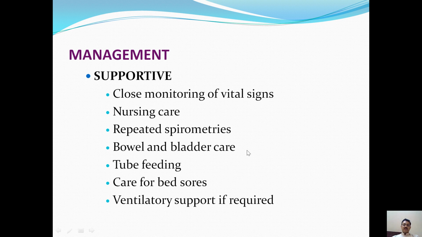So sometimes, as the patient is bedridden, you need to take care of the bowel and the bladder. If there is bulbar involvement, you have to put a Ryle's tube or NG tube, and start feeding. You need to care for the bed sores, and provide ventilatory support if there is weakness of the respiratory muscles.